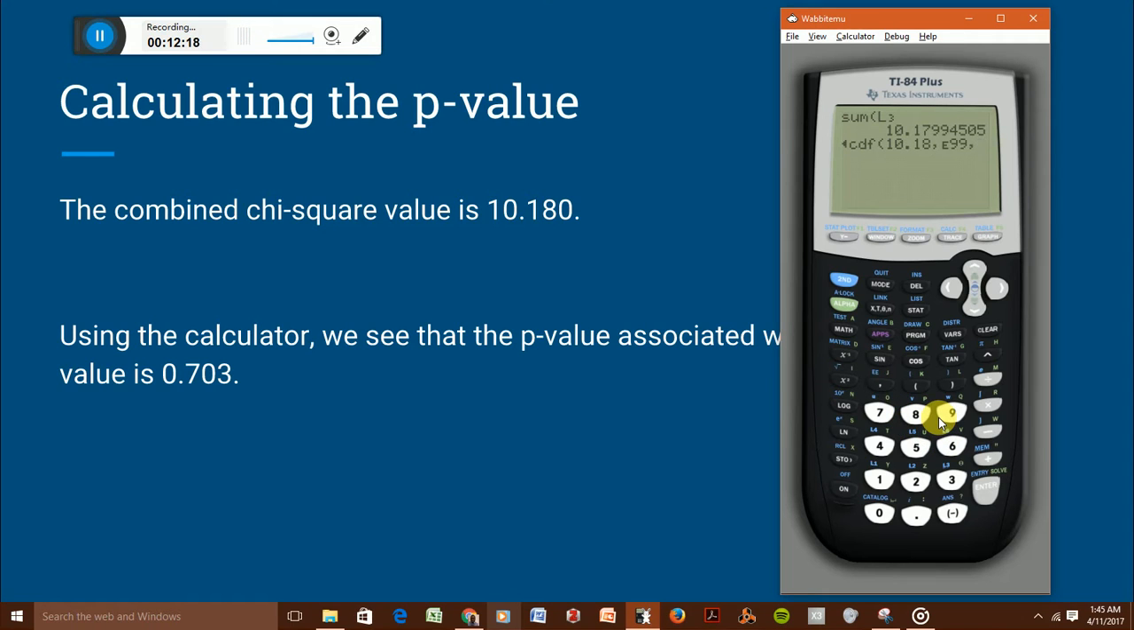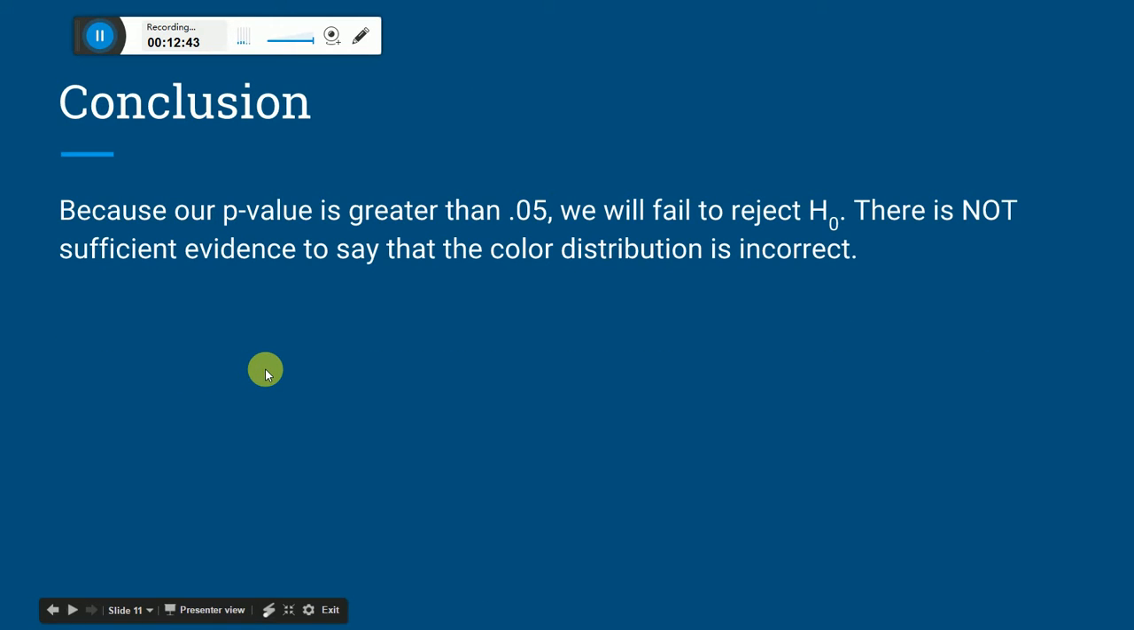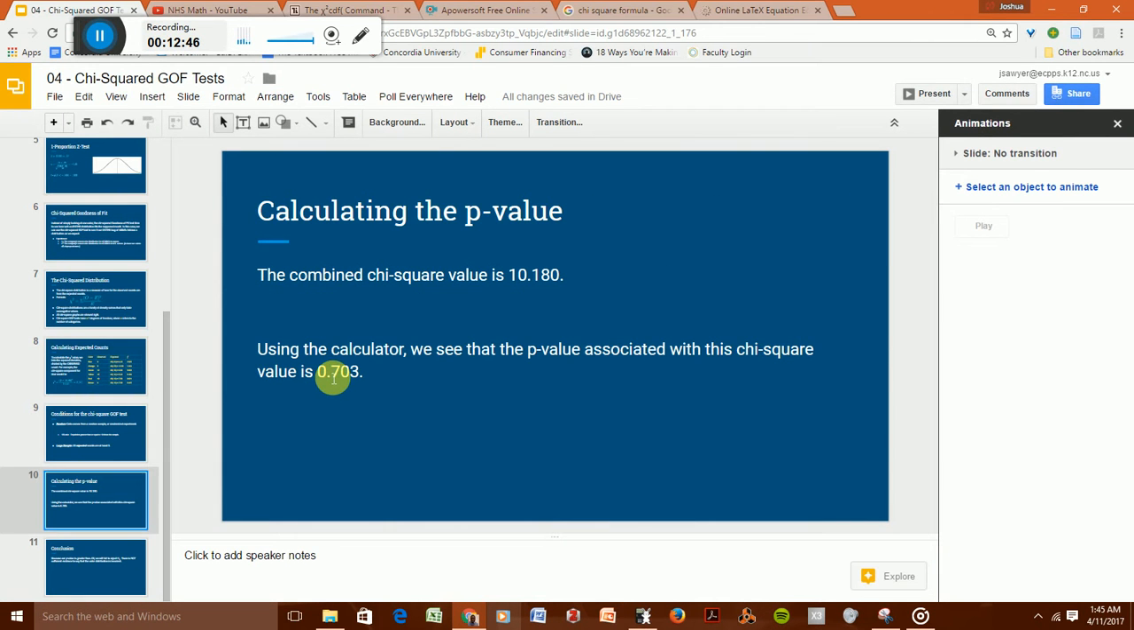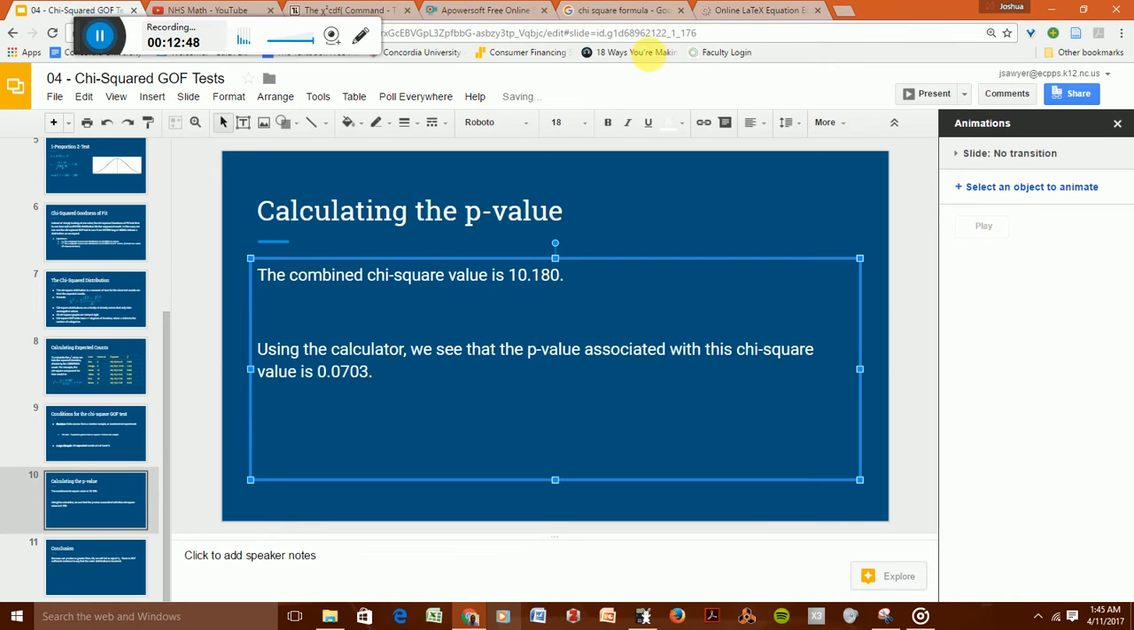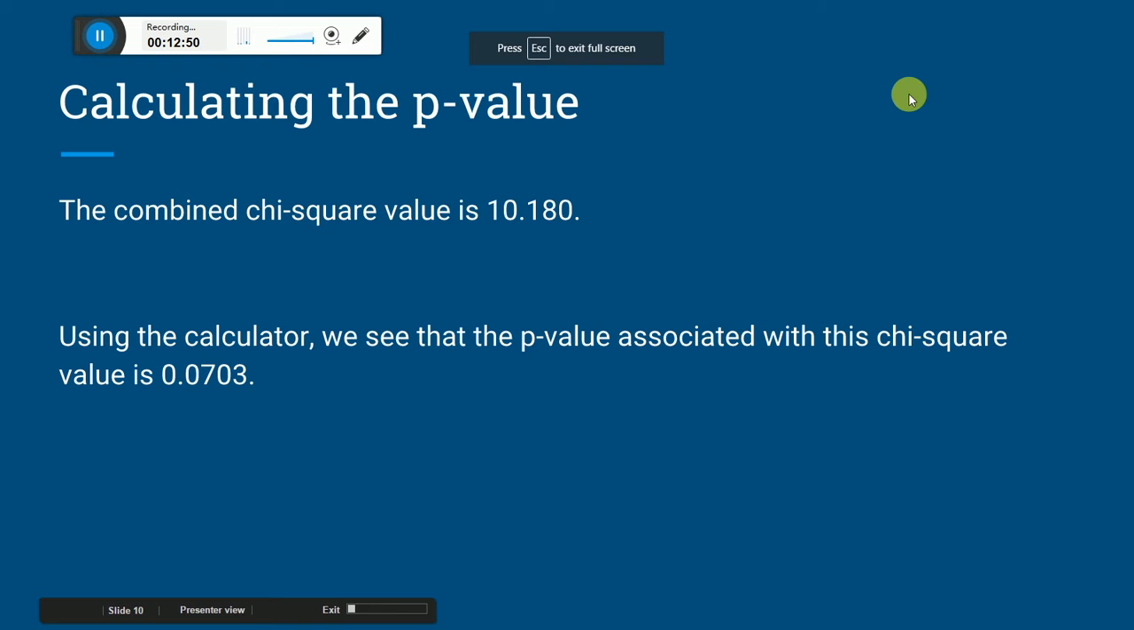Remember, we had 6 categories, so we're going to have 5 degrees of freedom. So when we do that, we hit enter and we get a p-value of about 0.0703, something like that. Somewhere around 7%, 0.07. And that's the number, and I mistyped that. I apologize for that. That should be 0.0703 and not 0.703. So let me change that very quickly. I'm going to put a 0 right there, and we're going to act like that was always there.